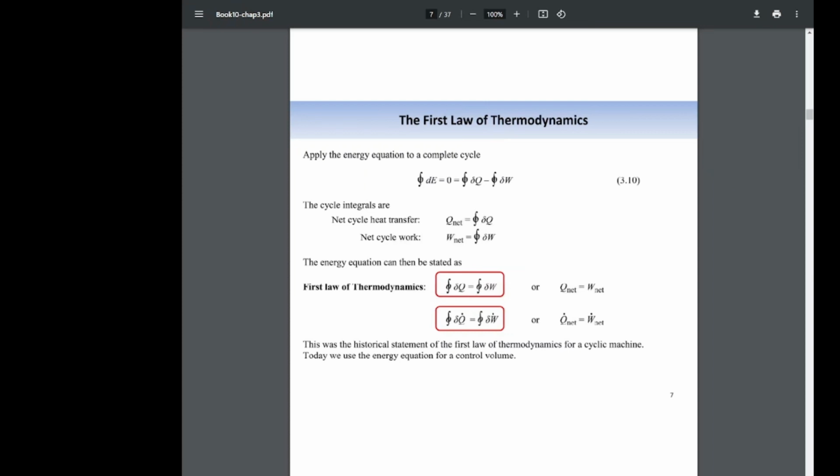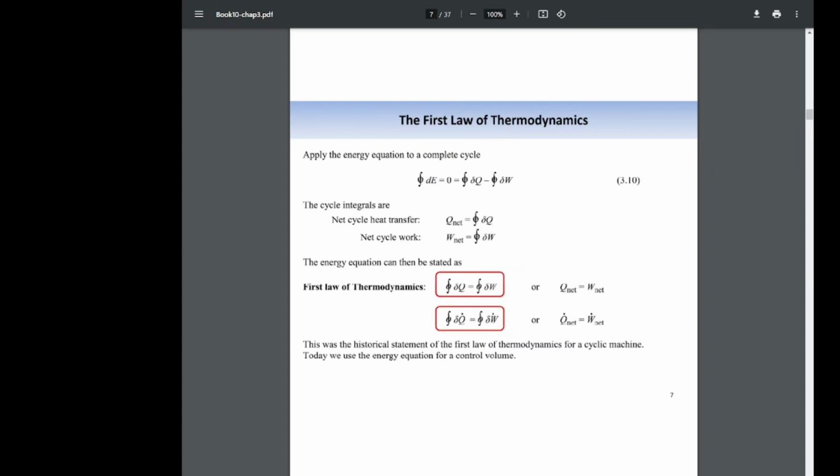So we could write our energy equations in that form, where we could apply this to a complete cycle. Now, one of the key factors here is that it's equal to 0. The basic idea is that these are integrals over a closed curve. So essentially, whatever net heat is added to the system minus whatever work is done through one complete cycle will sum to 0.